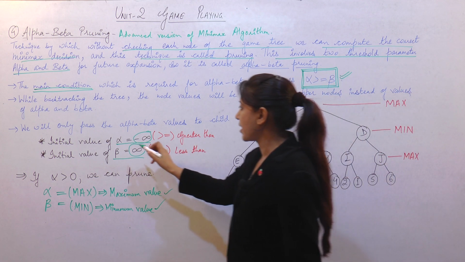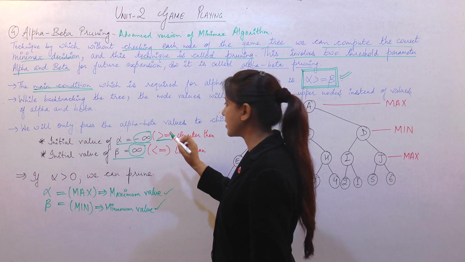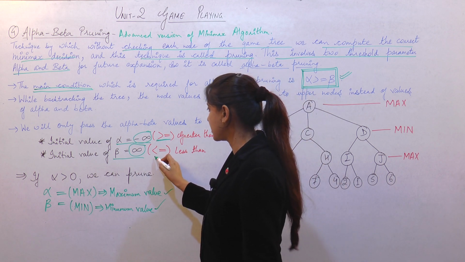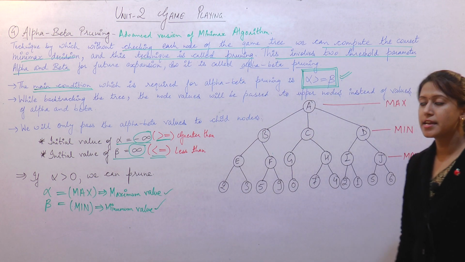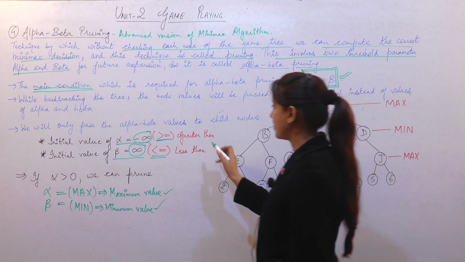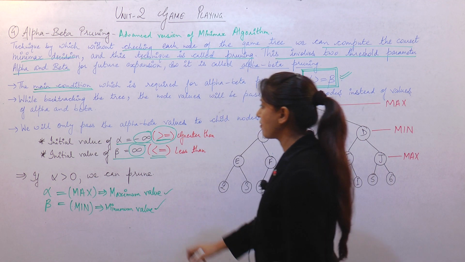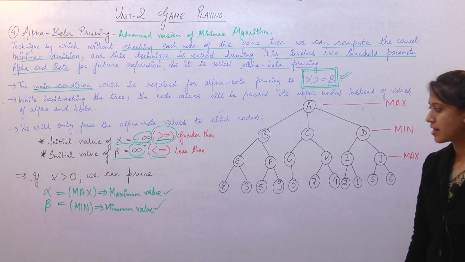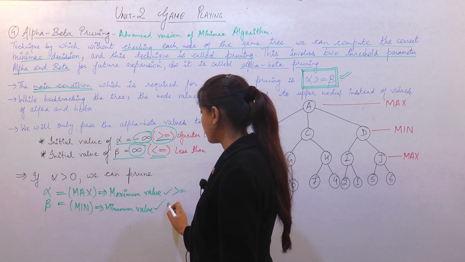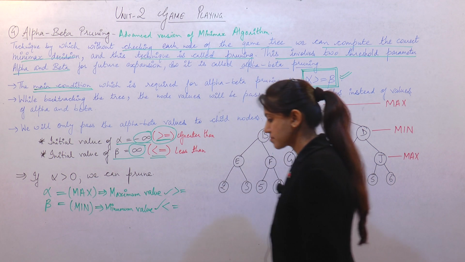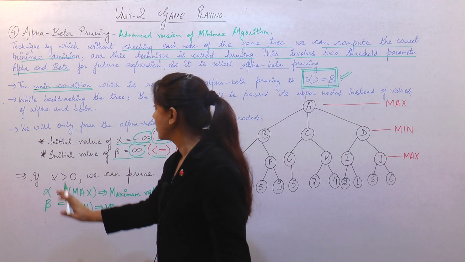Now for calculating alpha we will be using the symbol greater than equals to, and for representing beta we will be using the symbol less than equals to. So always remember, for representing the value of alpha, or the max player, we will be using greater than equals to, and for min we will be using less than equals to. Now this was all about alpha and beta.